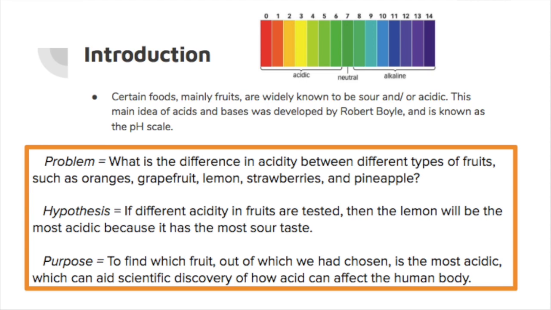as fruit juice. The purpose of our experiment was to find which fruit, out of which we had chosen, is the most acidic, which can aid scientific discovery of how an acid can affect the human body. Our problem was, what is the difference in acidity between different types of fruit, such as oranges, grapefruit, lemon, strawberries, and pineapple? And our stated hypothesis was, if different acidity in fruits are tested, then the lemon will be the most acidic because it has the most sour taste.